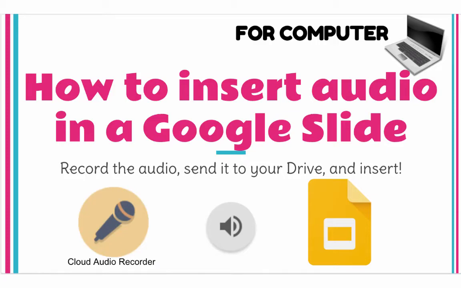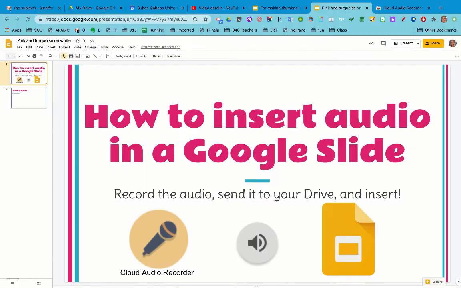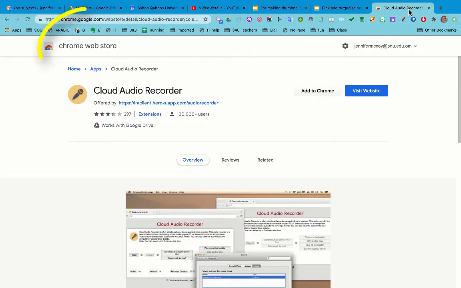Hi, I'm going to show you how to record audio on your computer, save it to your Google Drive, and insert it into slides. So the first thing we're going to do is go to the Chrome Web Store and search for Cloud Audio Recorder. When you find it, you need to add it to Chrome.